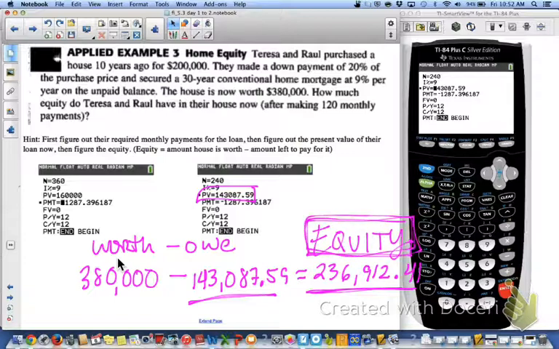When they say you're building equity, the more you pay off your house, the smaller you make this number. So you're subtracting a smaller number from your house worth, and the smaller number you're subtracting from your house worth, the more equity you have.